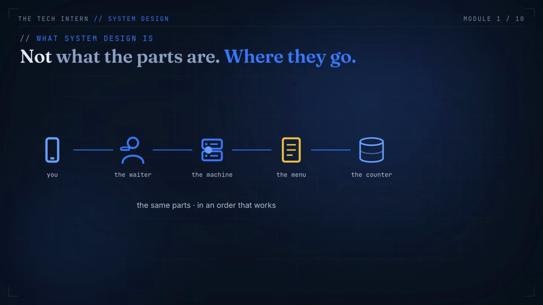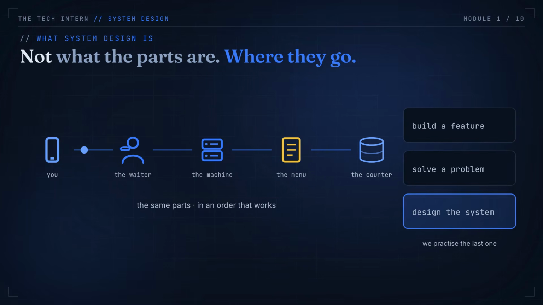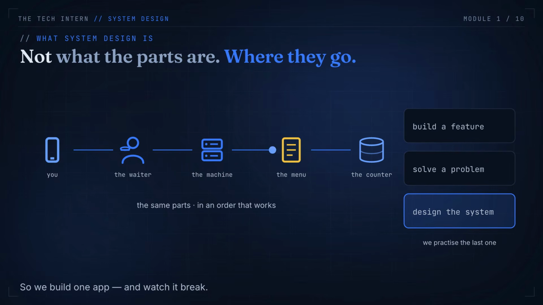And it's the thing that quietly separates engineers. Early on, you're handed a feature. Here's the input, here's the output. Go build it. Later, you're handed a problem, and you figure out the approach yourself. Eventually, you're handed a blank page, and you decide what the whole system should even look like. We're going to practice that last one. And we're going to do it the only way that actually works. Not by listing components, but by building one real app and watching it break.